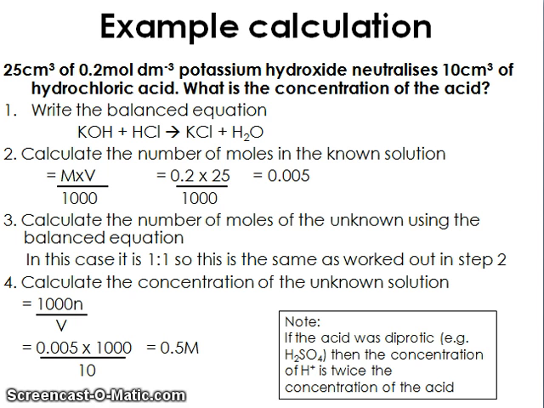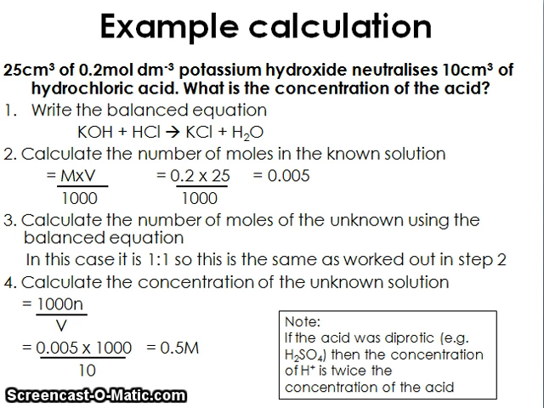Now in this case, if you look at the balanced equation, then 1 mole of KOH reacts with 1 mole of hydrochloric acid. So the number of moles of potassium hydroxide is going to be exactly the same as the number of moles of HCl. So we just worked out that we've got 0.005 moles of KOH, so that's also how much hydrochloric acid we've got.